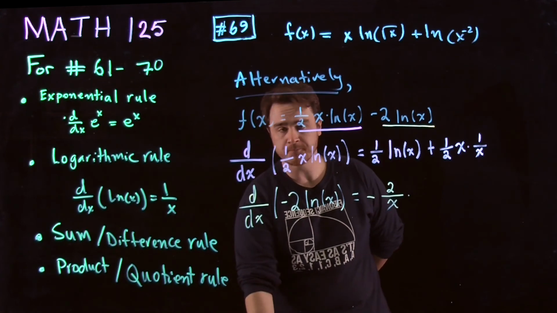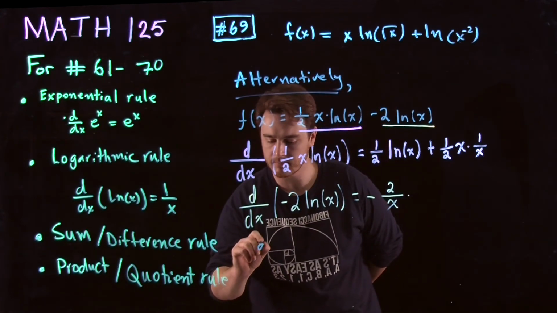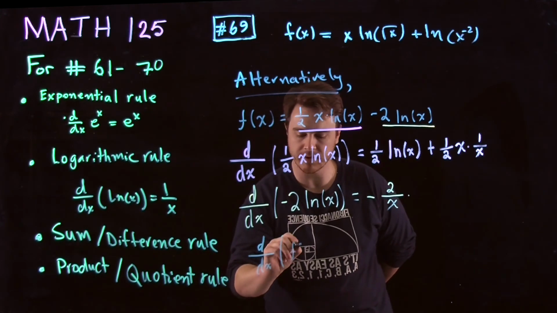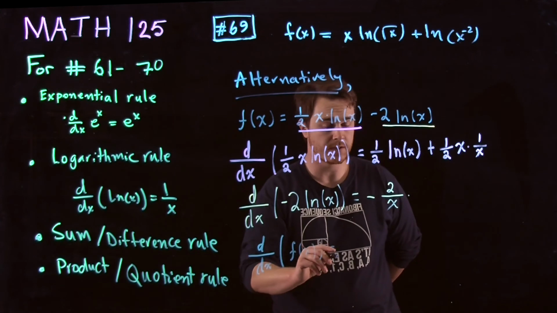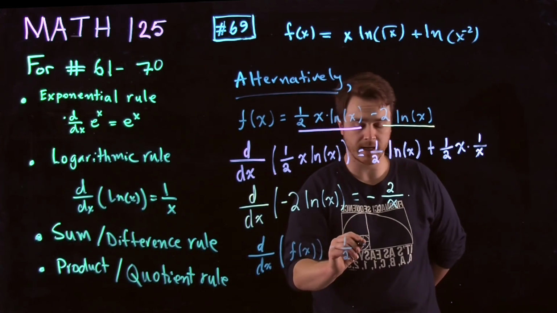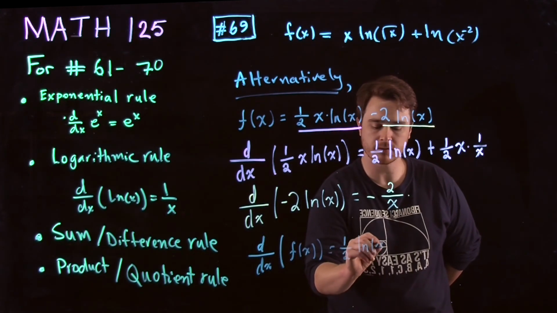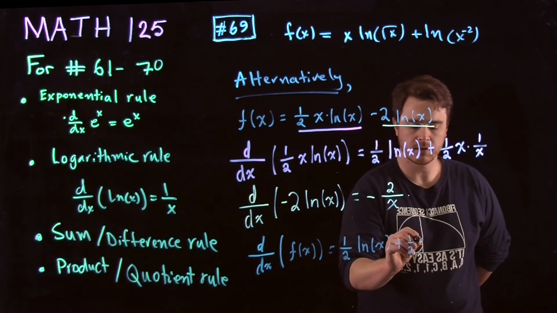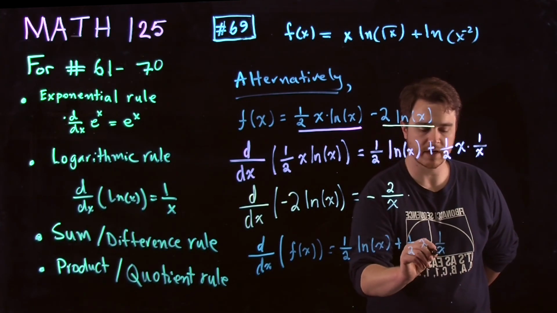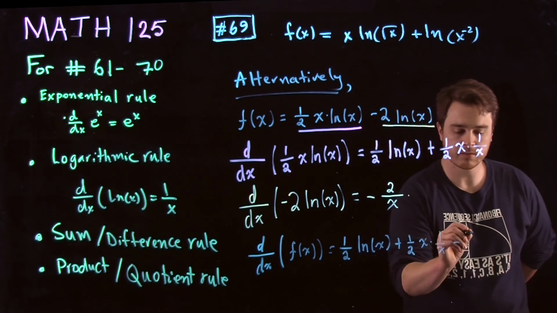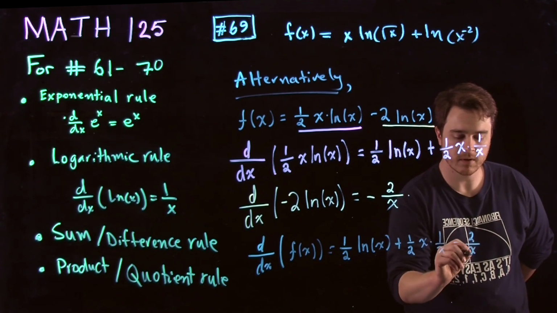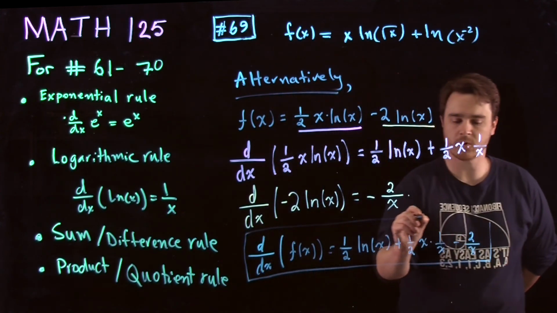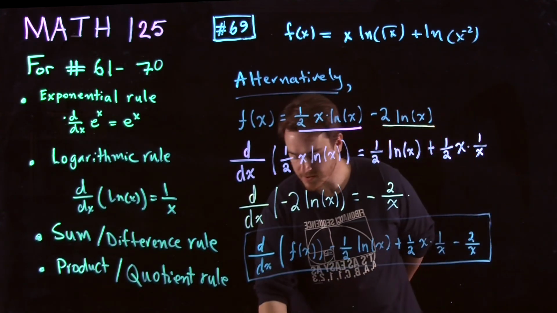So now we combine these two to say that the derivative with respect to x of f of x is going to be 1/2 natural log of x plus 1/2 x times 1 over x minus 2 over x. And this will be equivalent to the answer in the preceding method.